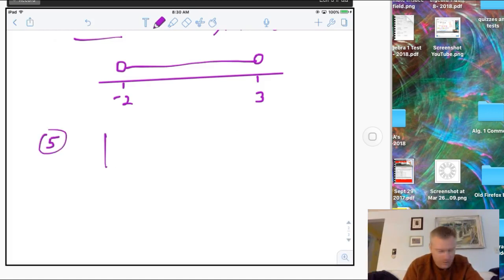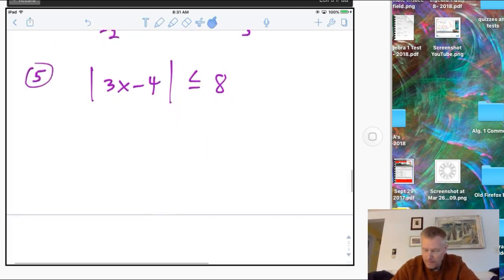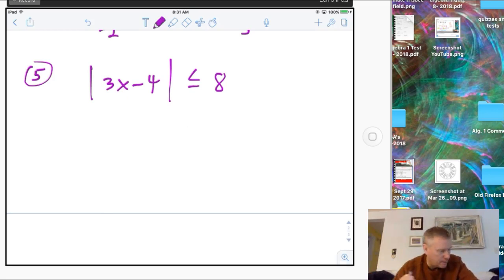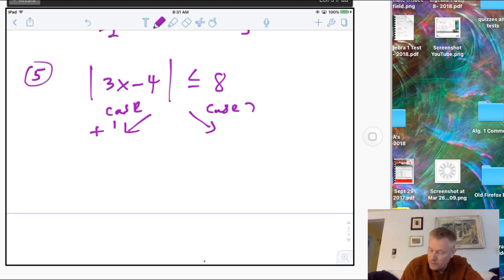Number 5, I got the absolute value of 3x minus 4 is less than or equal to 8. Okay, so I'm going to do this one, and then you guys will do a you try after that, and we'll see how you do. All right, so I'm going straight to case 1 and case 2. Case 1 is the plus, case 2 is the minus. All right, so I got 3x minus 4 is less than or equal to 8. Case 1 doesn't change. Case 2 does change.